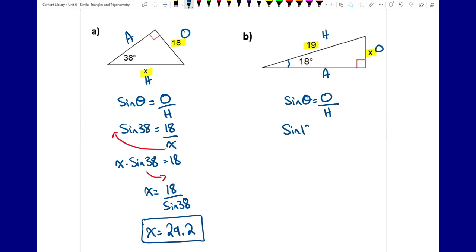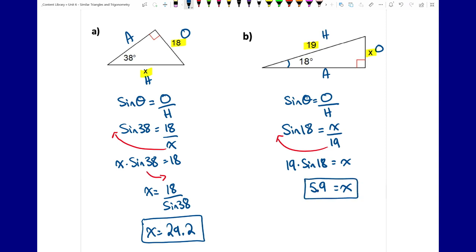I'm going to fill in my information. Sine of 18 is equal to x over 19. Now in this one, the missing piece is on top. So what did we do last time in the previous lesson with tan? We brought the x up, or the value up, and we multiplied. So 19 times sine 18 equals x. This one's a little bit easier to solve because it's going to just be a calculation. 19 times sine 18, and we should get 5.9. We'll say rounded. So 5.9.